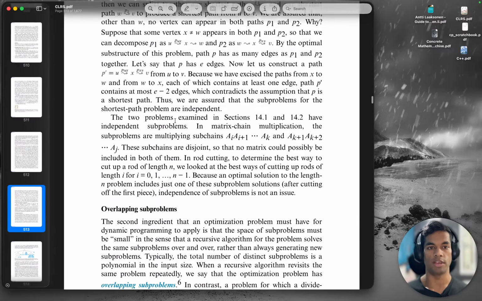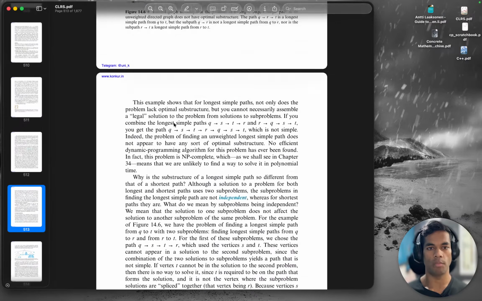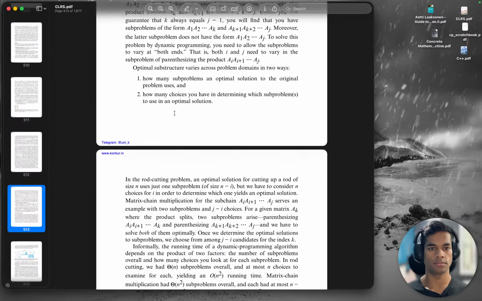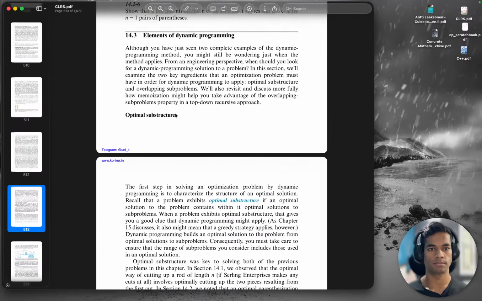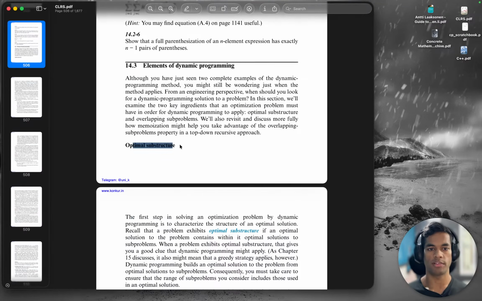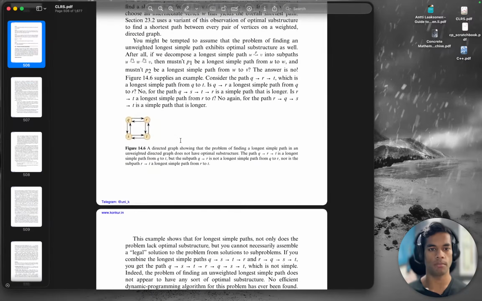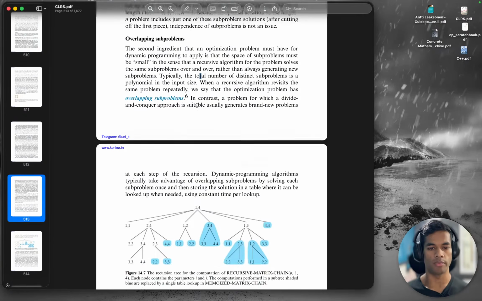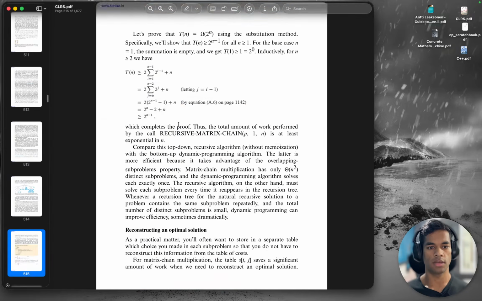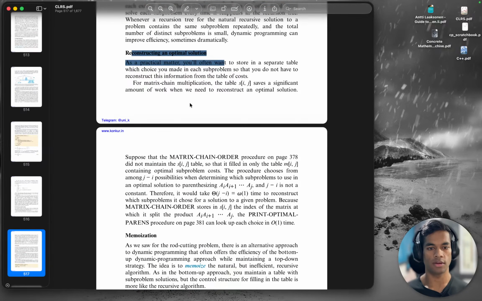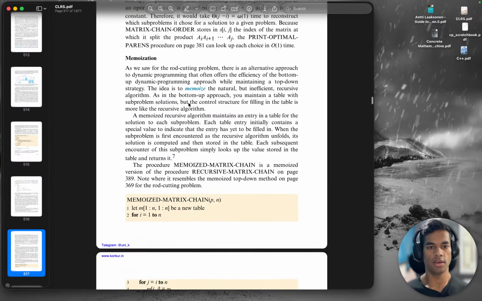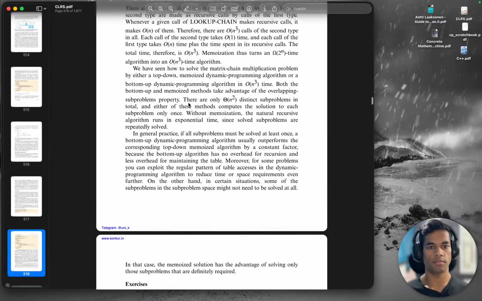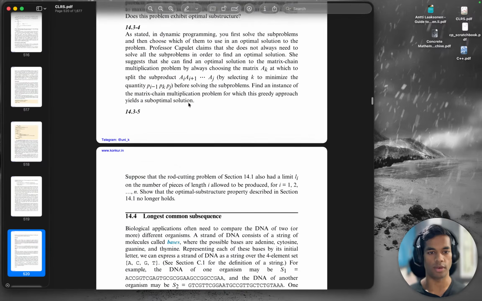Overlapping subproblems. Yes, we did optimal substructure. Now we have overlapping subproblems, then reconstructing an optimal solution, then memoization, and then a few exercises.